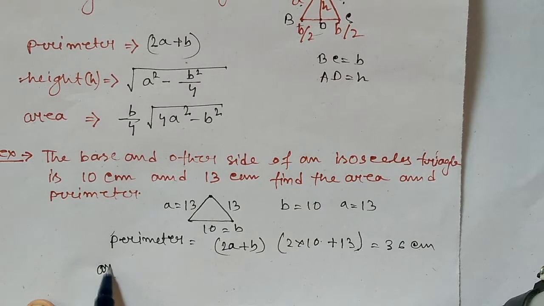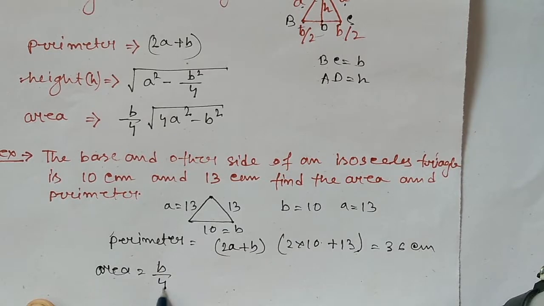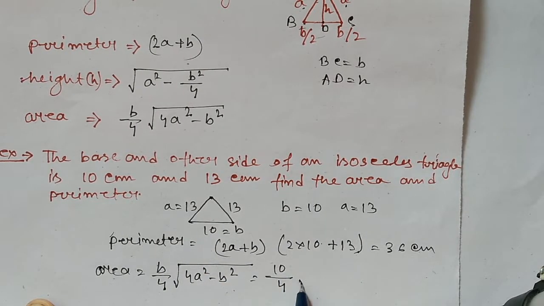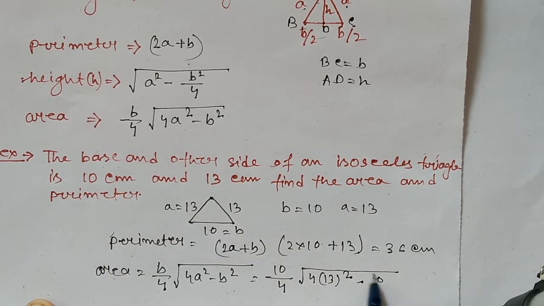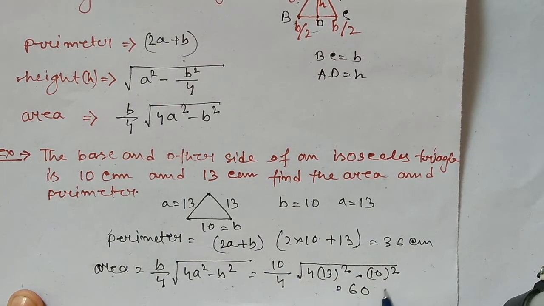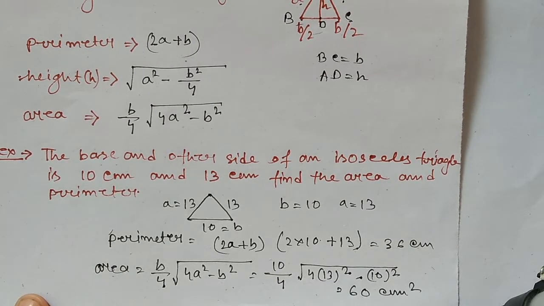Now we have area. Okay, so we have the formula of area, that is B by 4 root over 4A square minus B square. Now put the values, that is 10 by 4 root over 4 into 13 square minus 10 square, which gives us 60 cm square. Okay, so this is the area. Just check it out carefully.